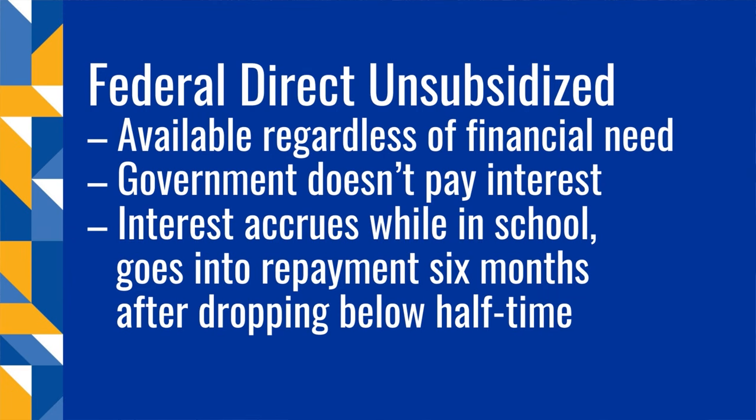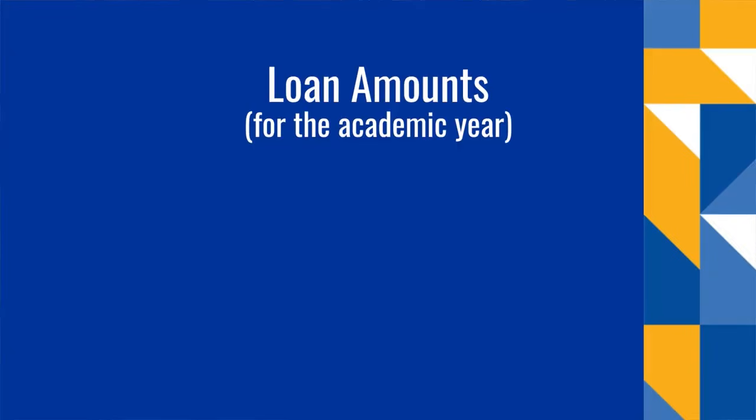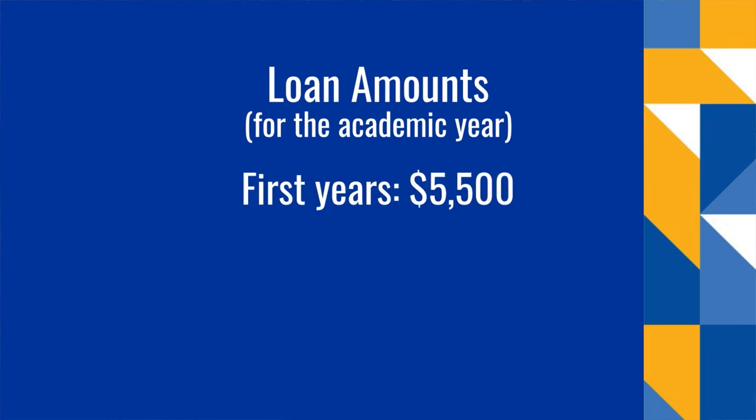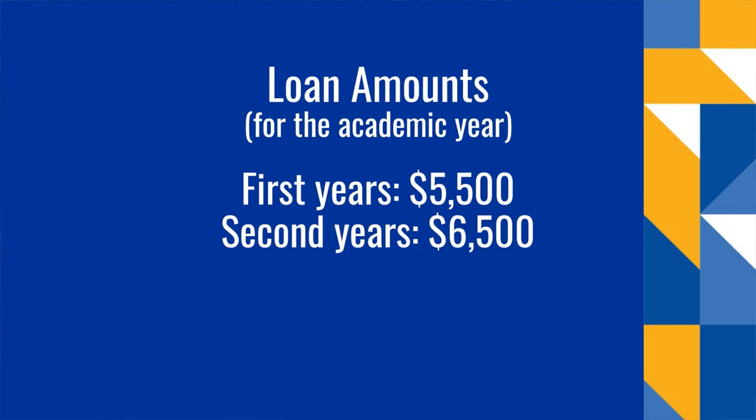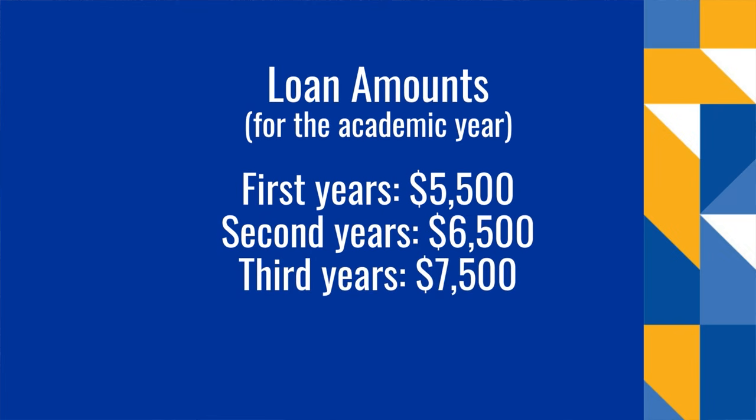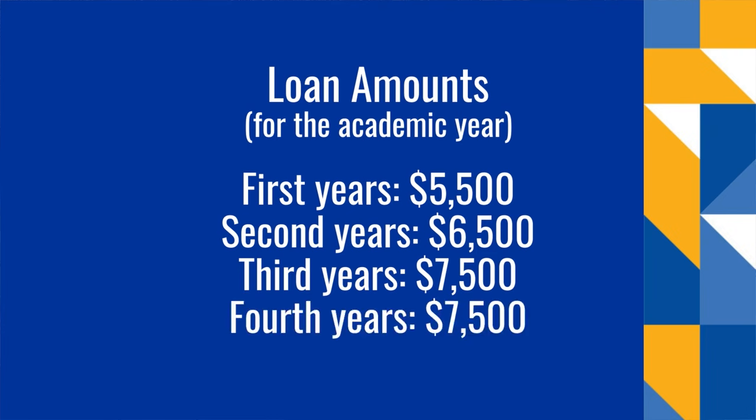Interest-only payments are recommended. Individual loan amounts vary by a student's need and dependency status. Usually, first years can qualify for $5,500 for the first academic year. The loan amounts increase by $1,000 for the second year, $6,500, and by another $1,000 for the third and fourth year, $7,500 for the third year and another $7,500 for the fourth year. Independent students may receive more loan funding.